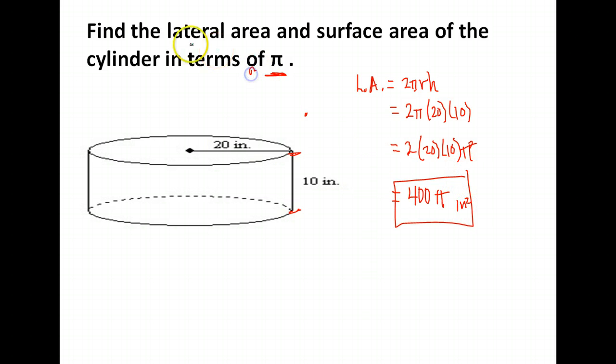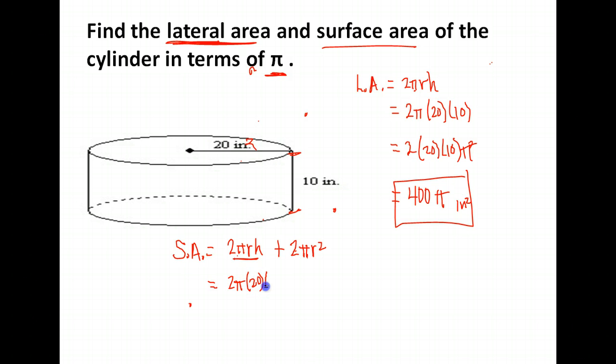Now, read carefully so that you know whether they want lateral area or surface area on a problem, because that can make an issue. Now let's find the surface area. So we know the surface area is the area we just found, our lateral area, plus the area of our two bases. So let's write down the formula for surface area. It's 2 pi RH, this is our lateral area that we just found, plus 2 pi r squared. Remember, pi r squared is the area of a circle. We have 2 of those circles, one on the bottom, one on the top. Well, we already calculated this one, right? 2 times 20 times 10.